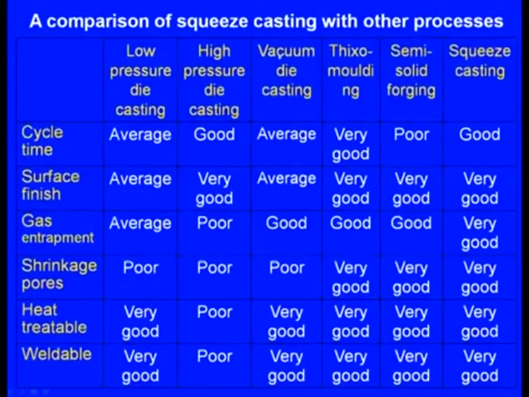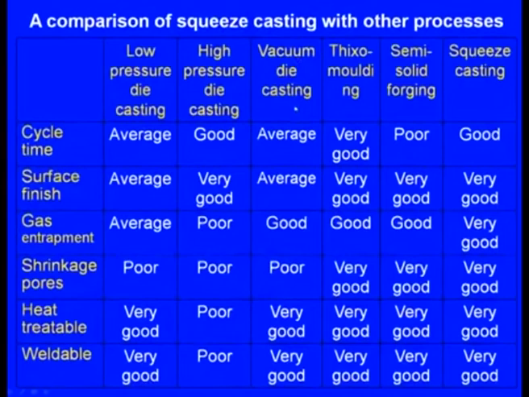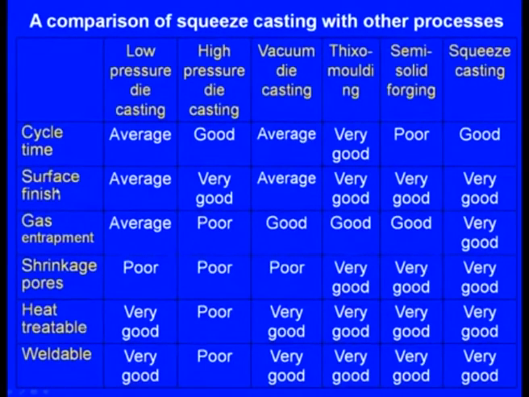Now, let us see a comparison of squeeze casting with other processes. Here we can see low pressure die casting, that is one, and let us take another process, high pressure die casting. Next, let us consider vacuum die casting. Next, let us consider Thixo molding. This is a semi solid casting process. Then semi solid forging, and finally squeeze casting, which is today's subject. Now, let us consider some properties: cycle time, surface finish, gas entrapment, shrinkage pores, heat treatability and weldability.